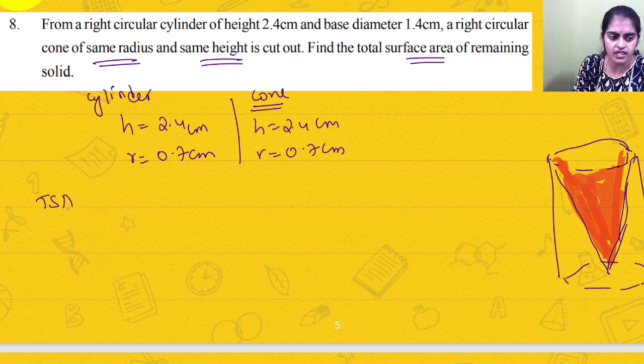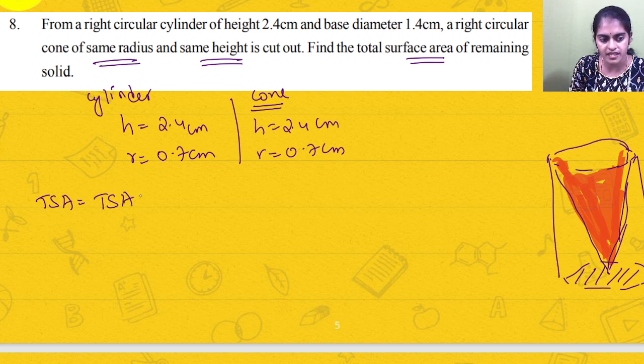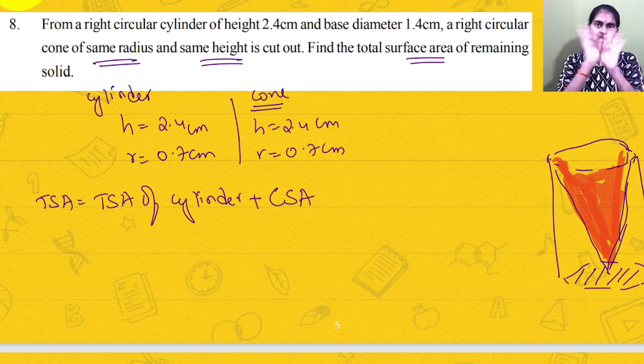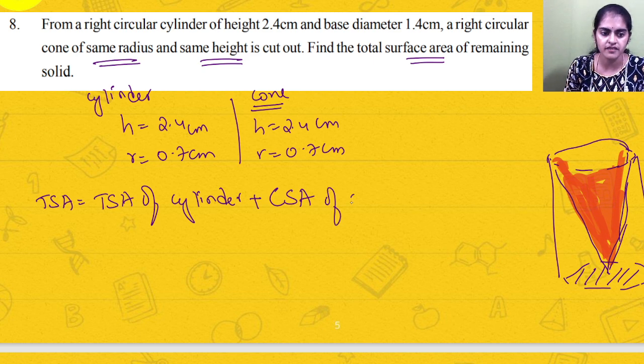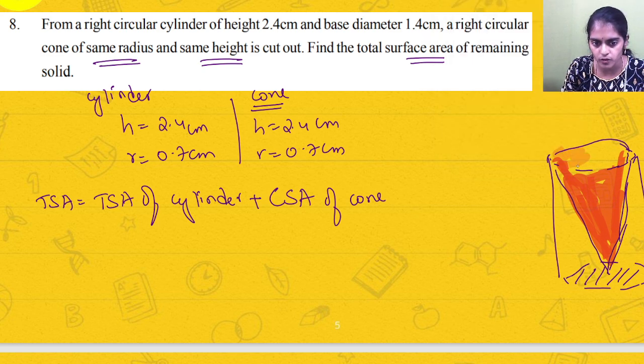How will you get the total surface area? Total surface area is nothing but, see, for the total cylinder I can take. Total surface area includes the base also, see. So what I have to take is the total surface area of the cylinder. Okay, to this total surface area of the cylinder I'll have to add the curved surface area of the cone. And this upper portion, this circular portion is cut out.